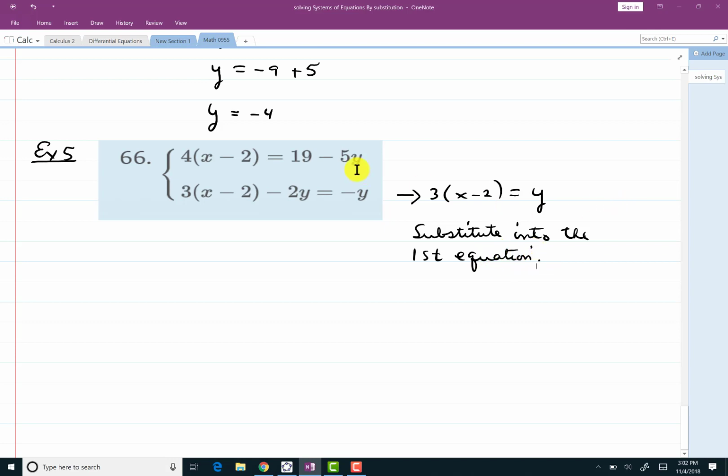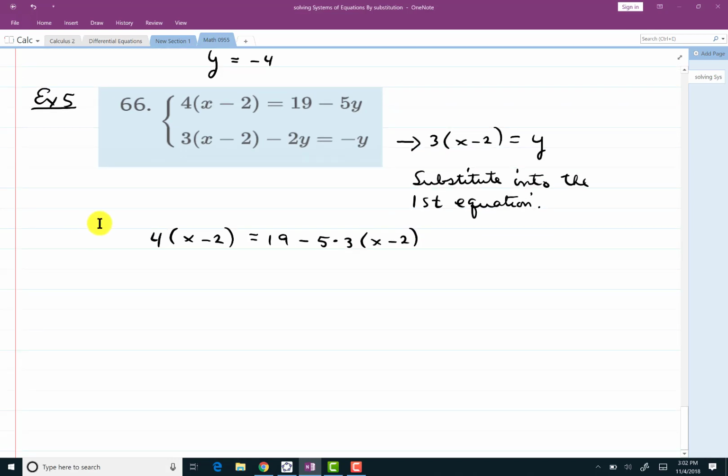And let's see what happens. So I'm going to replace this y up here with this expression. So I get 4 times (x minus 2) equals 19 minus 5, and then the y will be replaced with 3 times (x minus 2). Now I'm not going to do anything fancy, although I could do some nifty stuff with the x minus 2 being in that spot, but I will not.